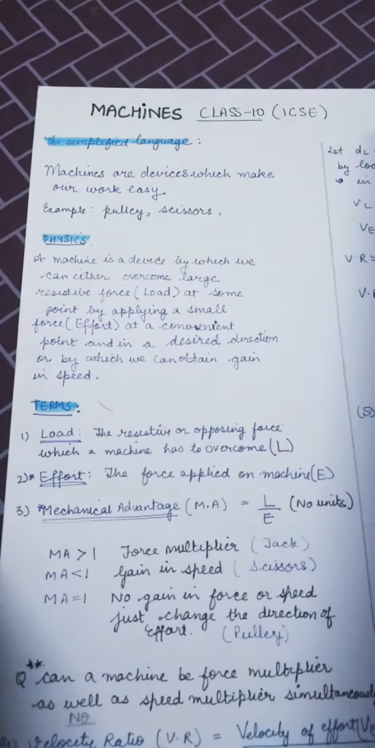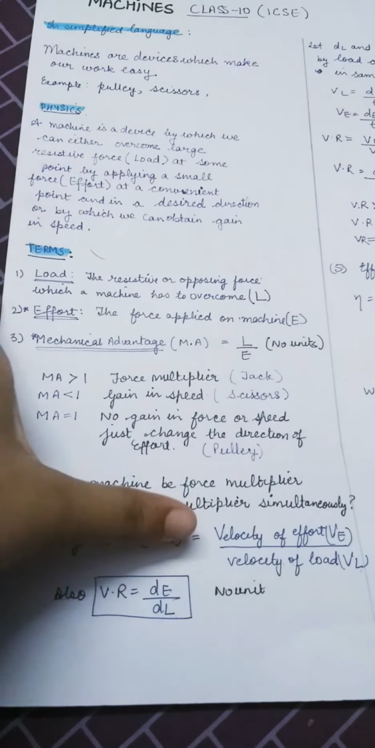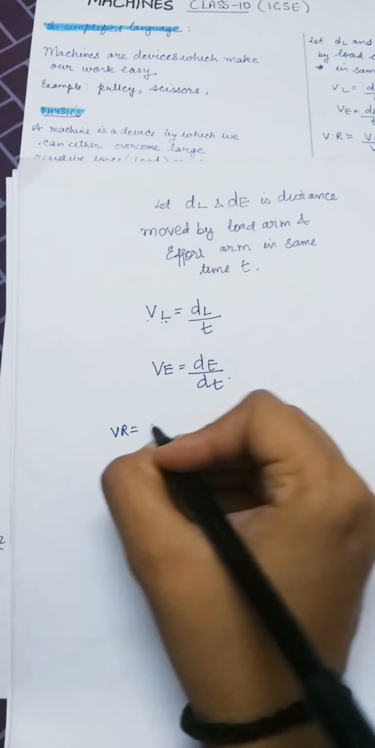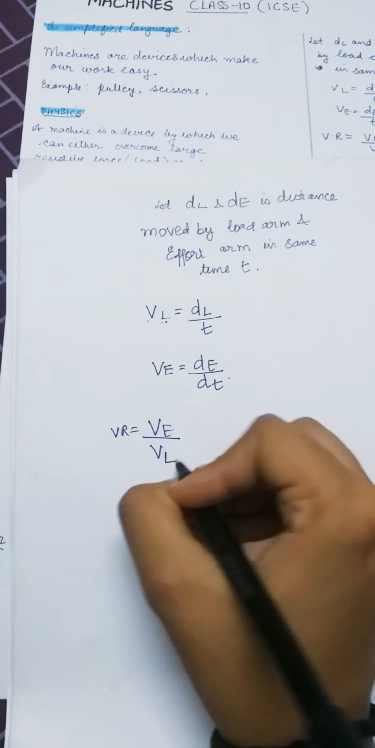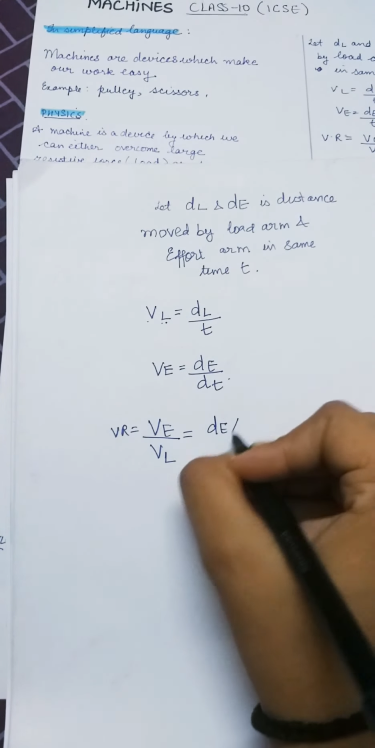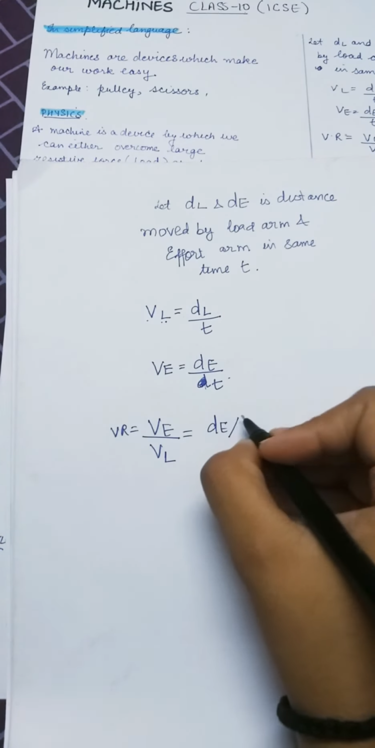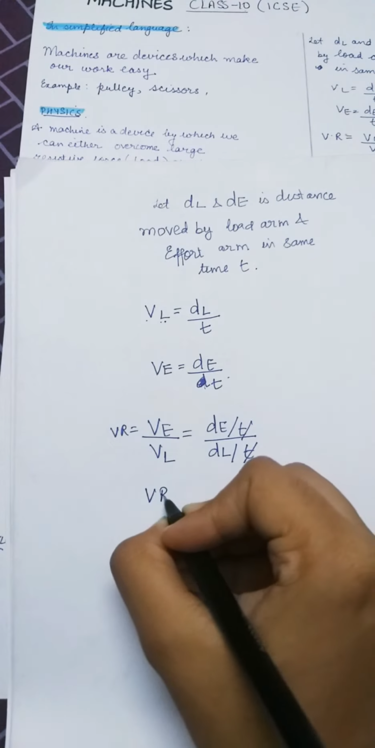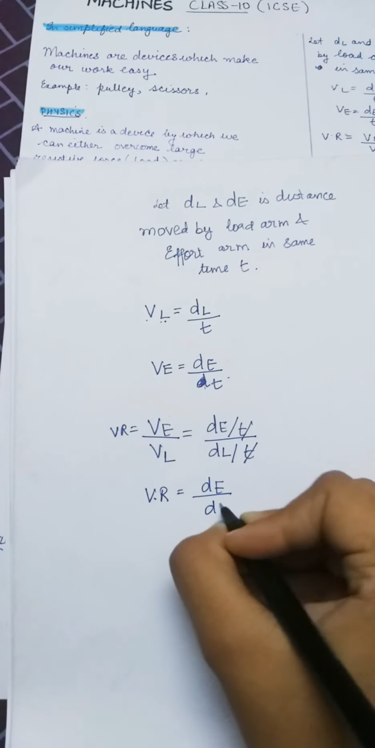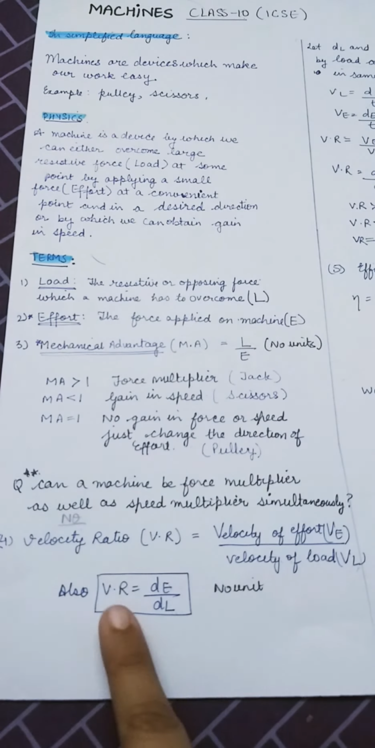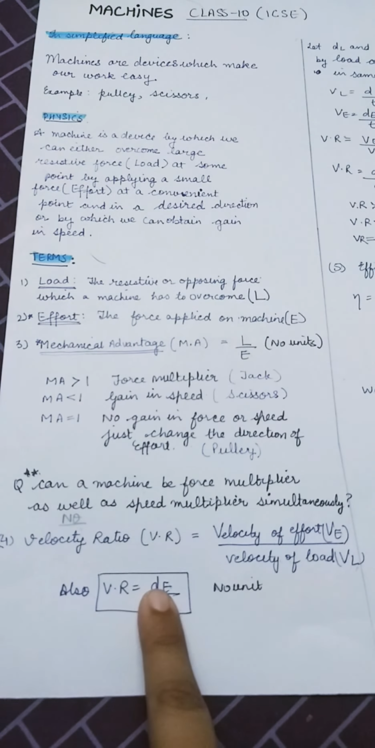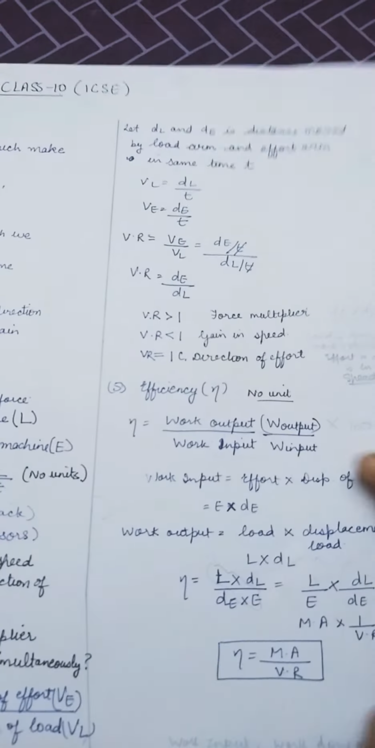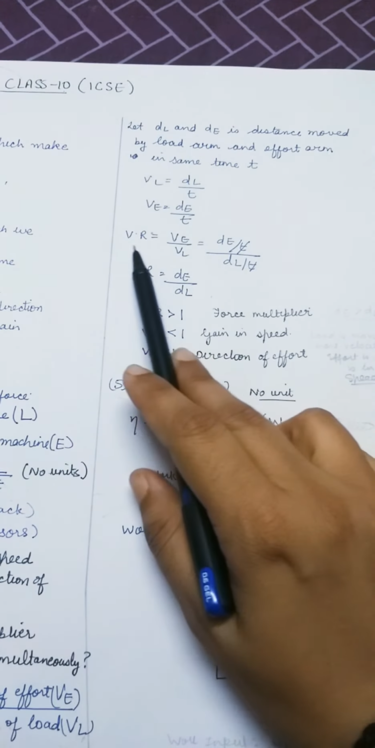And if you remember, what was VR? It was the ratio of VE to VL. So I can write VR is equal to VE by VL. Putting in the values, that will be equal to dE by t upon dL by t. The t will cancel out, so VR becomes equal to dE by dL. So we can write velocity ratio in terms of distance moved by the effort arm and distance moved by the load arm. This I have just derived.